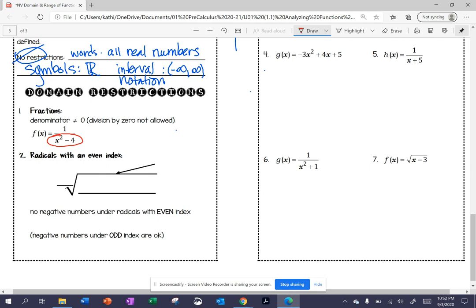So if I factor this denominator, I get x plus 2 and x minus 2. And when I'm solving, I get x equals negative 2 and x equals positive 2. So I say I can be all real numbers except x cannot equal plus or minus 2.